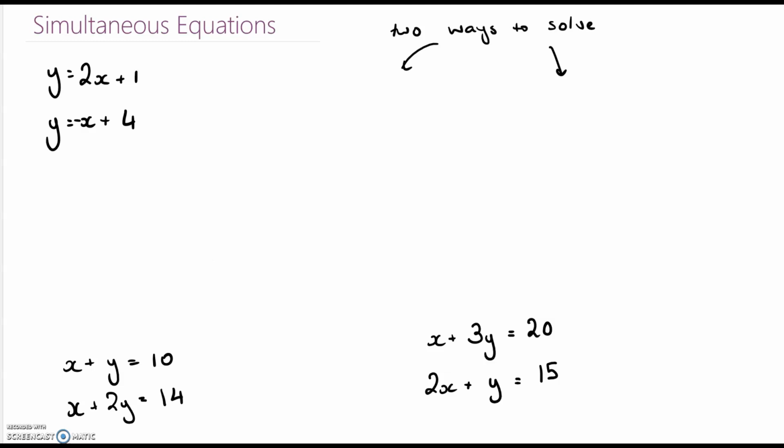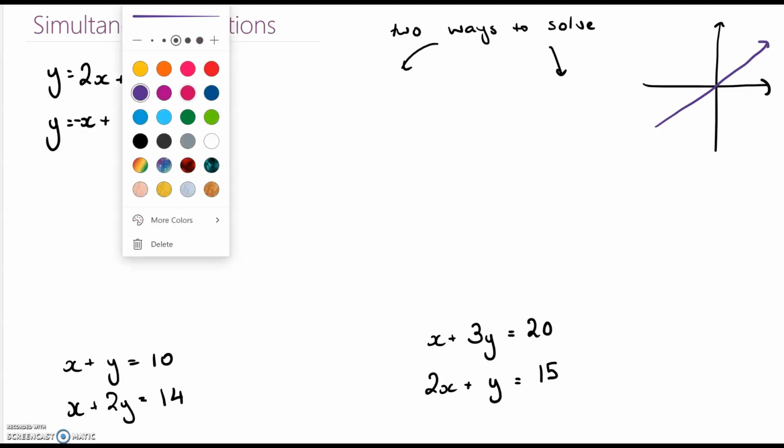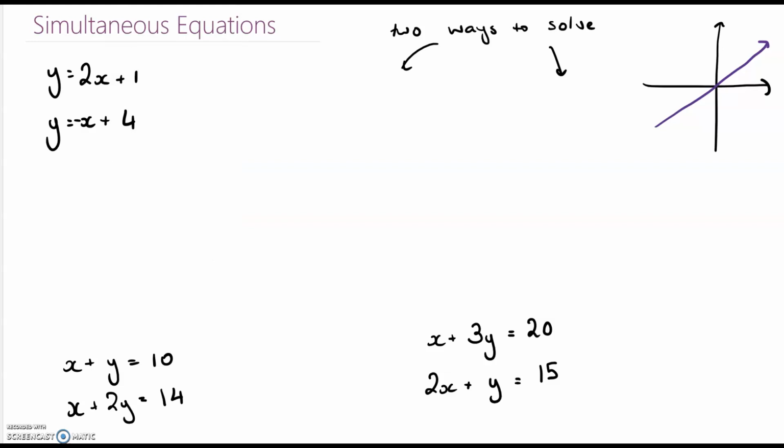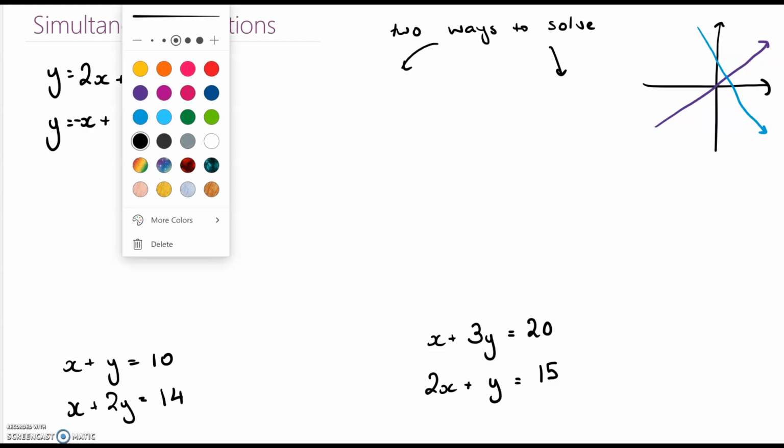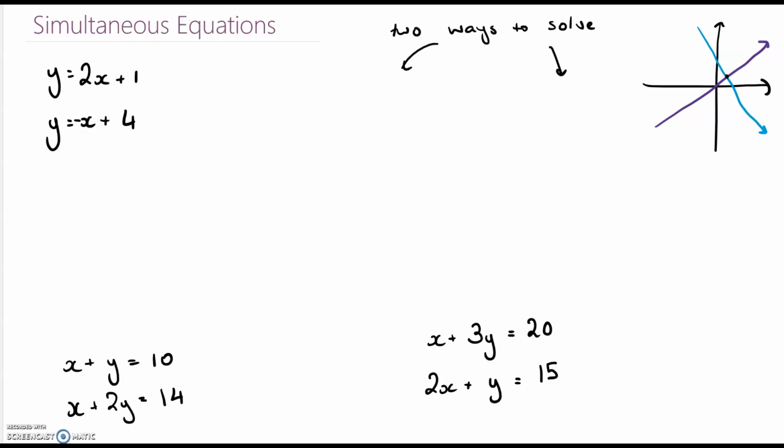a simultaneous equation. Well, you're looking at the point where two straight line graphs meet. For the moment it's just straight line graphs, but as you go further in your maths education, you will look at other types of graphs or equations as well. But for the moment we're focusing on two straight line graphs. You're finding where those two lines meet, where they cross over each other. And we call that the point of intersection, where they're equal to each other.